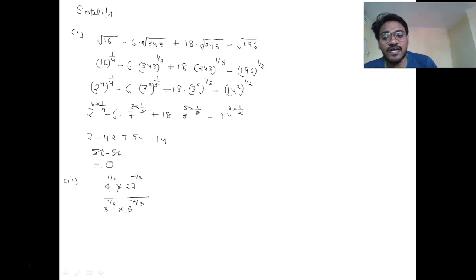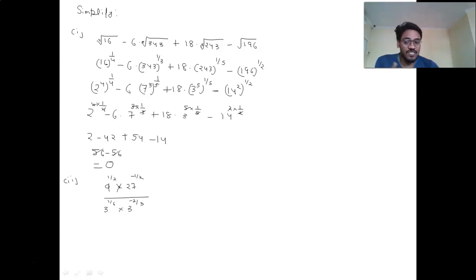See students, for this kind of questions, what you have to do? You have to first make the base of each exponent the same. For example, 9 can be written as 3 square, 27 can be written as 3 cube. So here you can observe that 9 and 27 can be changed into the base of 3. You try to make the base a prime number, which cannot be further factorized, so that after getting the same base, you can apply the laws of exponents and further simplify that.